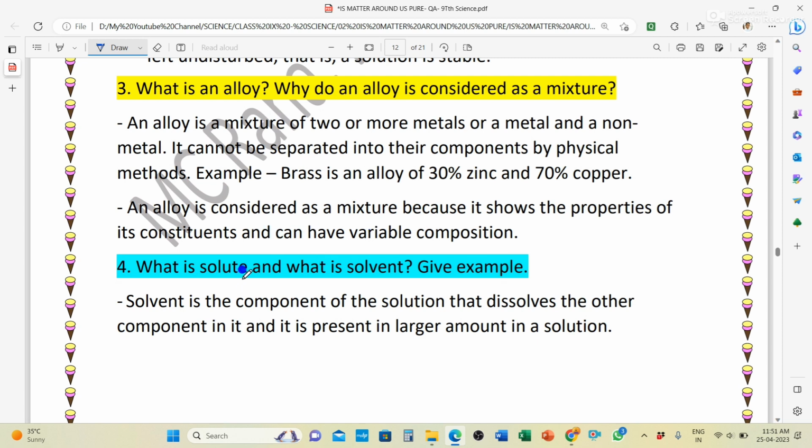Compounds have standard composition, but mixtures don't have standard composition, they have variable composition. Then what is solute and what is solvent?